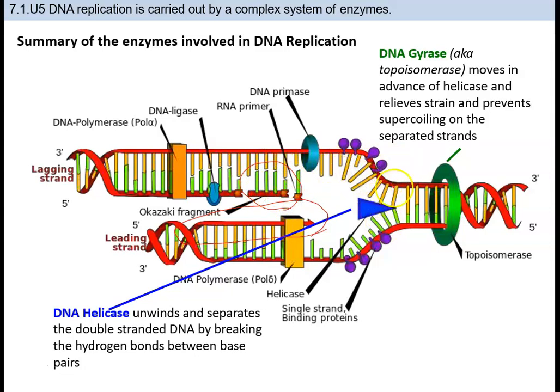The thing that you will see here as kind of new, there are a couple of things. One is DNA gyrase, or topoisomerase. Its function is that it moves in advance of helicase. This is helicase, and gyrase moves in advance of it and relieves strain and prevents supercoiling on the separated strands. So the function is removing the supercoiling structure.